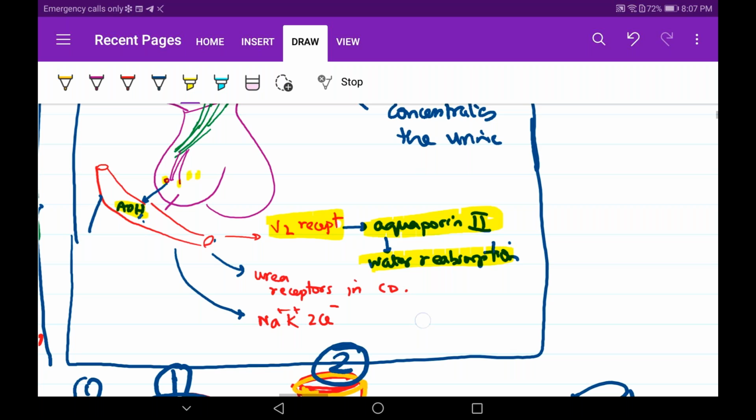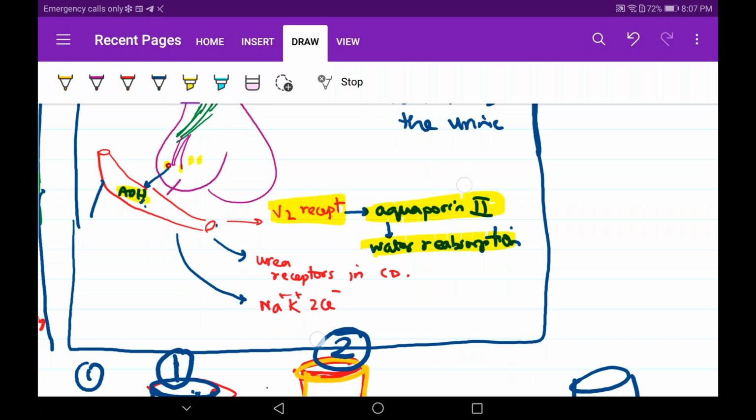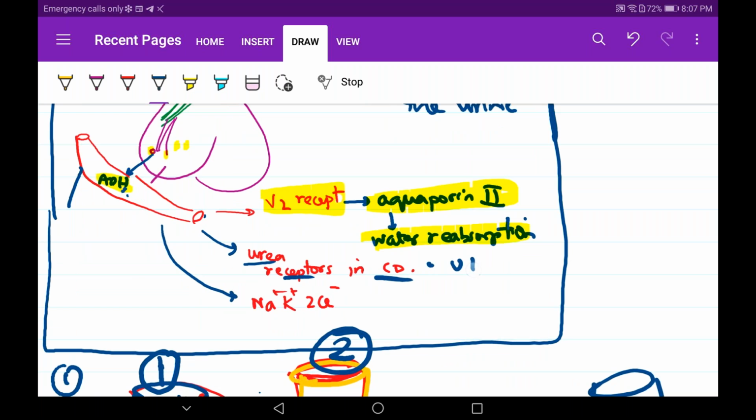What is it doing? It is also able to activate the urea transporters present in the collecting duct, that is nothing but UT-A1 and UT-A3, and it is also able to activate the sodium potassium 2 chloride channel, which was present in our starting session in the ascending part of the loop of Henle. Yes, it is able to increase the activity.